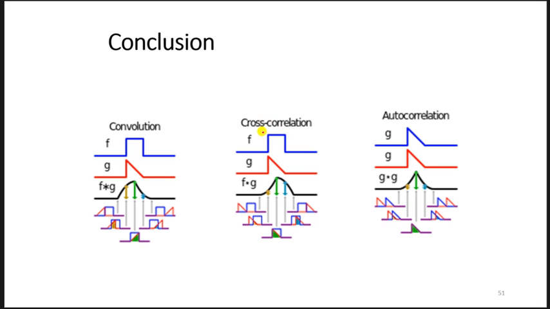And then for cross correlation, you see there is no need for folding. There's no need for folding, and you must make sure that every signal is cross correlated. Okay.